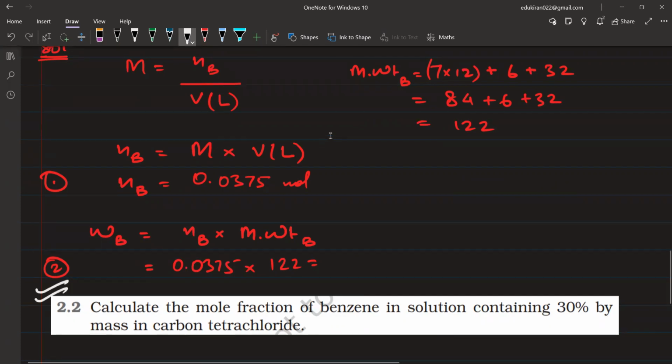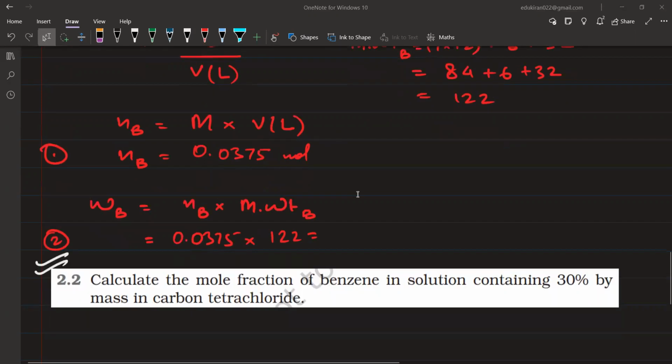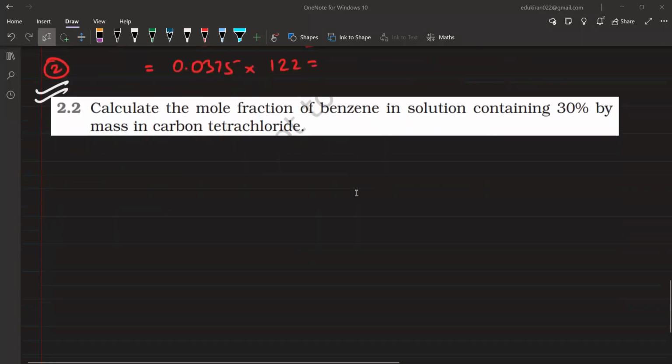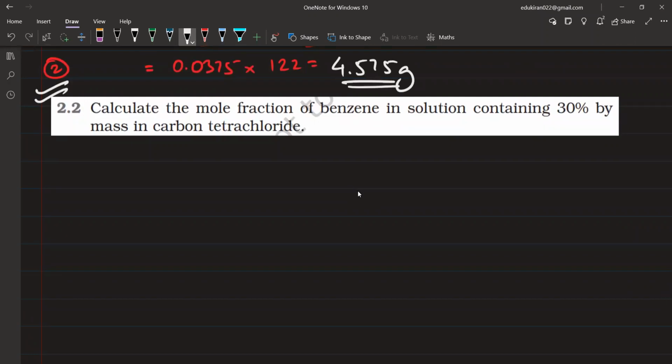Calculate the mole fraction of benzene in solution containing 30% by mass. Yes, Humam, very good. Rabia, correct. Okay, very good. This is 4.575 grams. Now, calculate the mole fraction of benzene in solution containing 30% by mass.